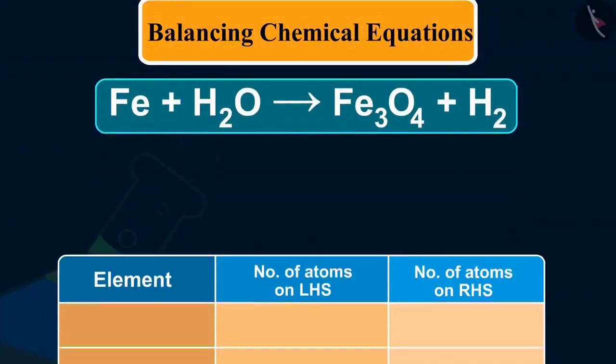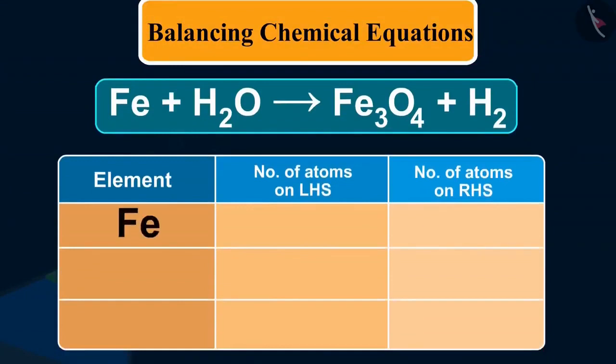Now, we can observe that the number of iron atoms on LHS is 1 and on RHS is 3. The number of hydrogen atoms on LHS are 2 and on RHS are also 2. And finally, oxygen atoms, which is 1 on LHS and 4 on RHS.